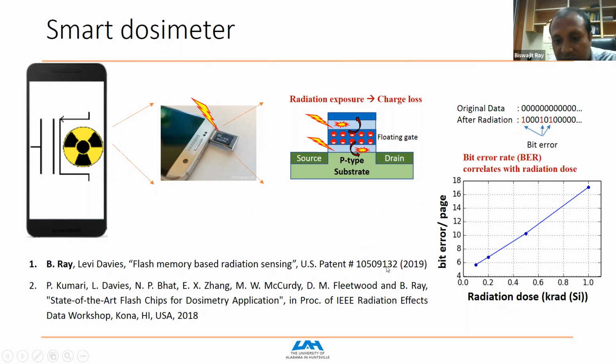So this is one idea. It got funded from NSF and DOE, and we have done a lot of research on this. There are papers as well as patents on how to use this smartphone, or basically this flash memory, as a radiation dosimeter.